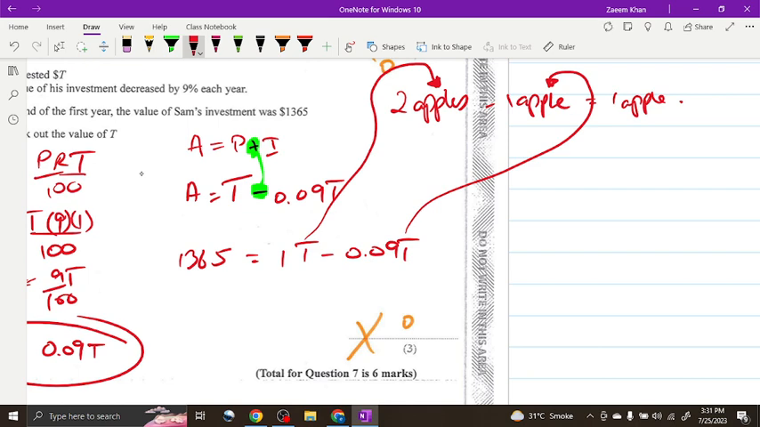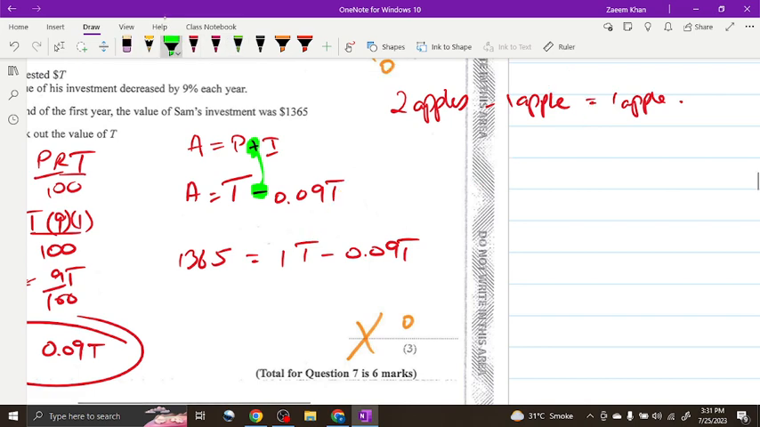So you can plug that into your calculator. Do 1 minus 0.09 and let me know what you get. Obviously, you can plug in t into the calculator, so you're simply going to plug in the numbers. You're going to say 1 minus 0.09. That's it. 0.91. 0.91t. Now, what can I do to isolate the variable t?